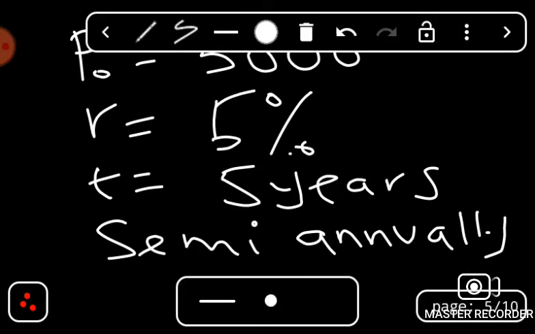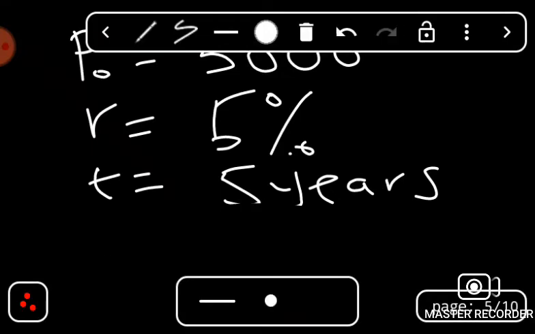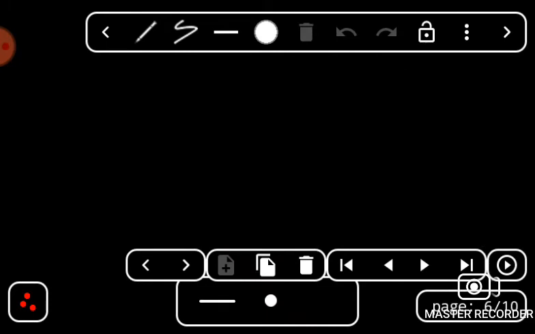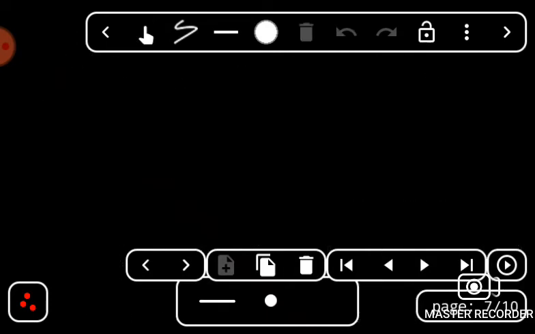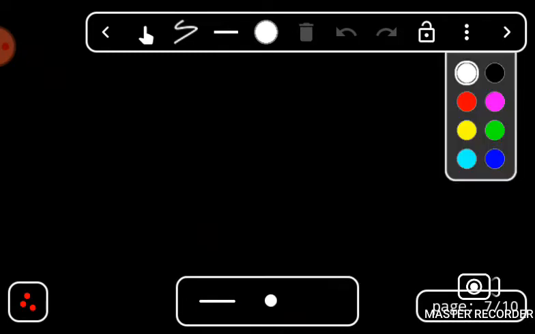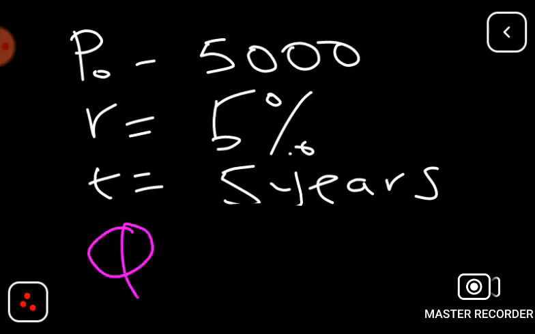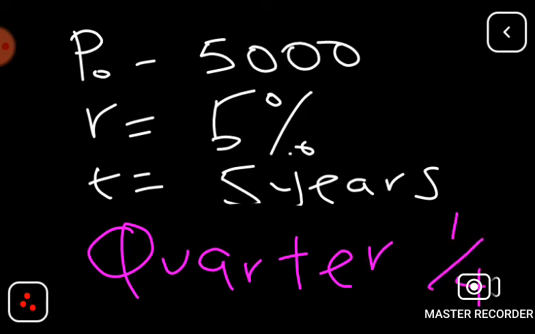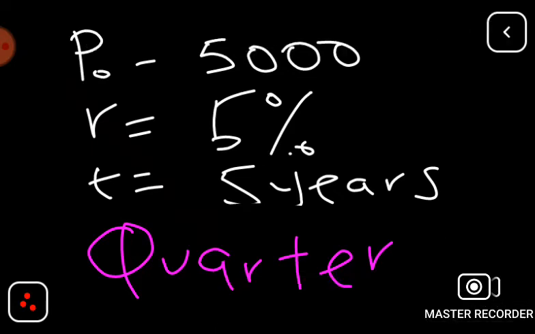Okay, so what if they tell us something very interesting? Instead of semi-annually, they tell us to say, okay, let's compound this quarterly. So they're saying quarter. We know that a quarter is just 1/4, which is just 4, right? So 4.